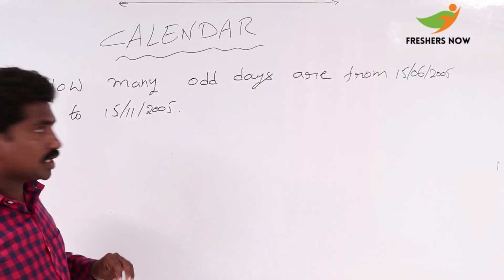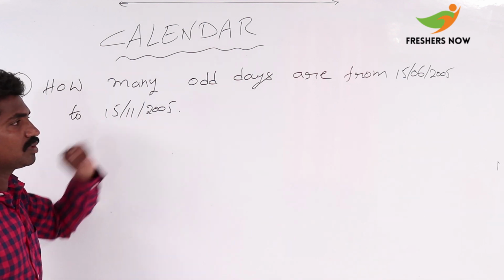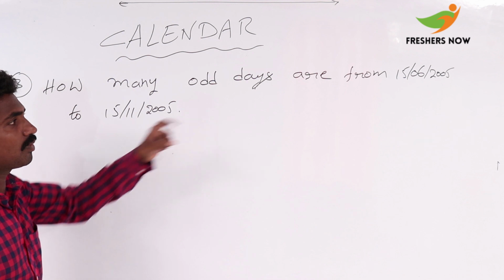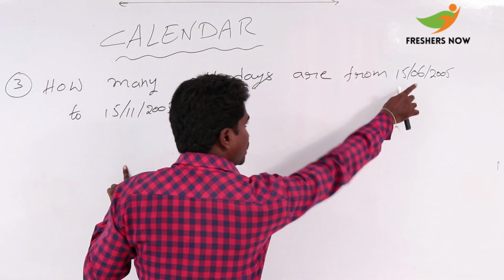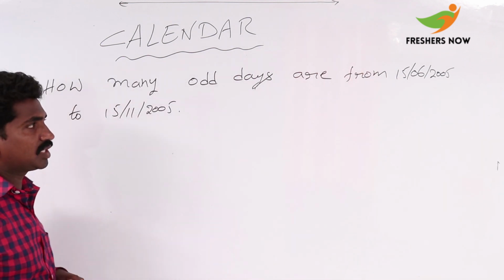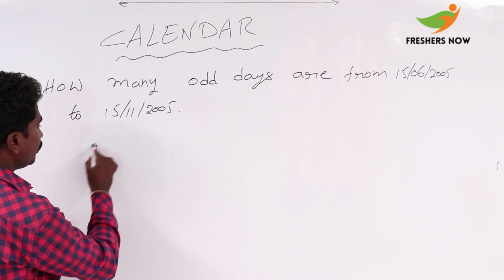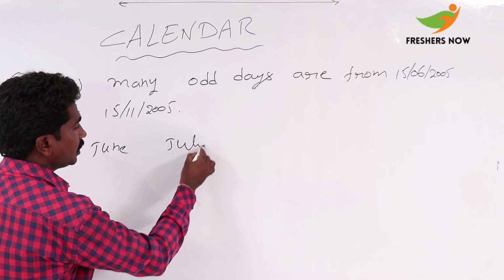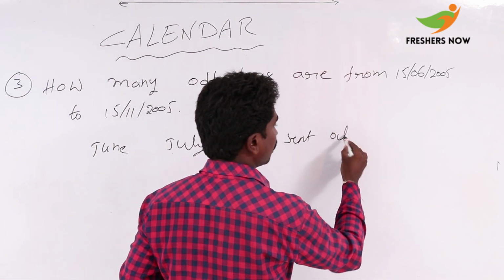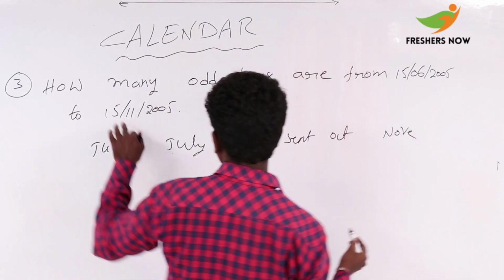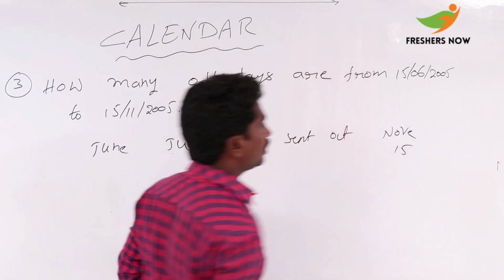Now we discuss third question. How many odd days are from 15/6/2005 to 15/11/2005? He is asking odd days from 15/6/2005. So we must include 15/6/2005 that date and also 15/11/2005. So he is asking 6th month is nothing but June, July, August, September, October and November 15. Up to here he is asking November 15.